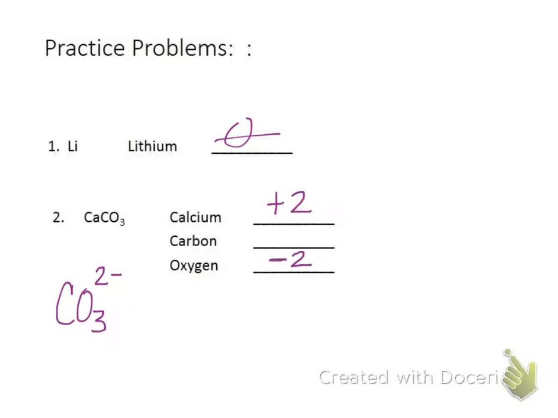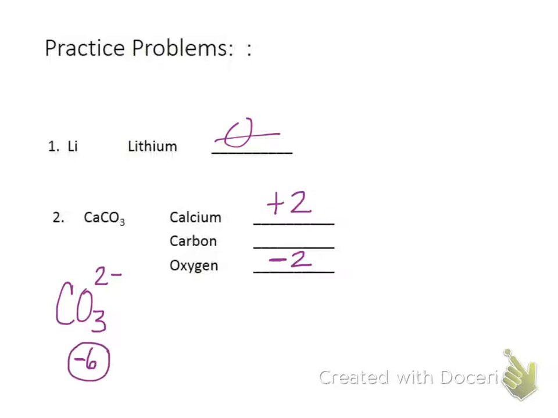Now I'm going to decide what carbon is. Carbon shares its electrons. It does not have an outright charge. So we're going to figure out what its oxidation state is. Here's how I'm going to do this. I have 3 oxygen at negative 2. So what's its total?